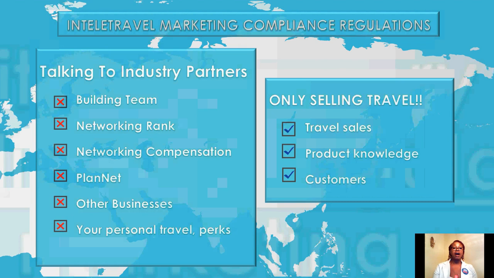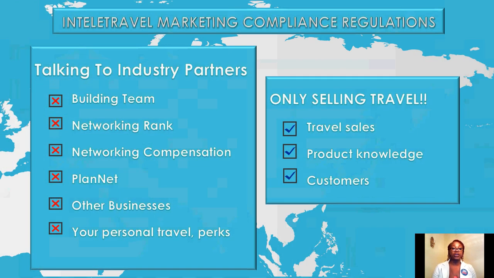When talking to our industry partners, these are the do's and don'ts. We don't talk about building a team. We don't talk about network marketing ranks. We don't talk about network marketing compensation. We don't talk about Planet or other businesses or our personal travel and perks. What we do talk about is travel sales, product knowledge, and our customers. How do we benefit them? How do we get the best packages for them? That's what suppliers would like to hear, okay?